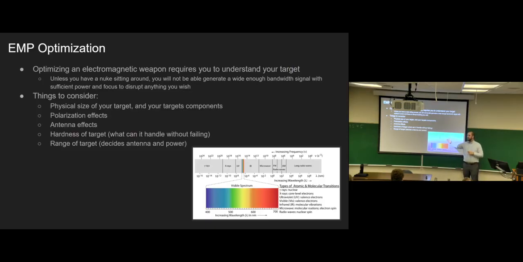Hardness of target, which is what we discussed there. Certain components require higher peak powers because they've been protected. There's a way to bypass. There's no such thing as an invulnerable part. Enough power, you will kill it. The answer is, can you afford that power budget? Right?